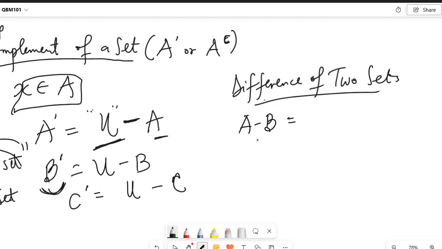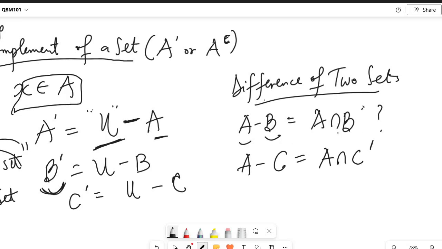So if I say A minus B, this actually means all the elements in A but not in B. It's actually denoted as A intersection B prime. I guess it's getting a little twisted here, right? But you get to understand what I'm saying. If I say A minus C, this means all the elements in A but not in C. Okay, so this is the difference of two sets.